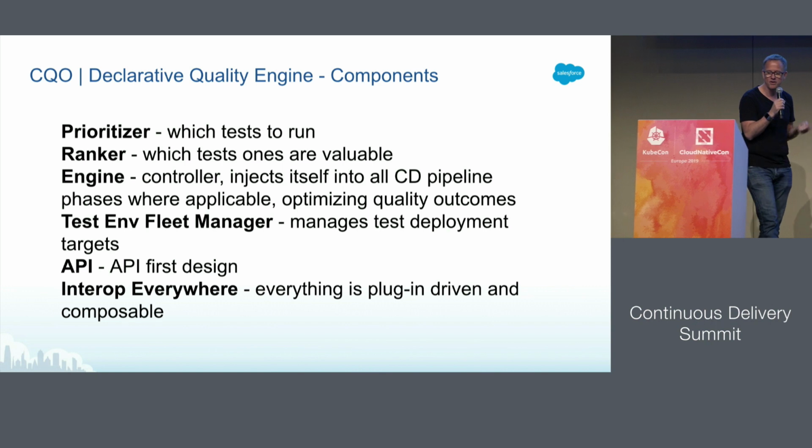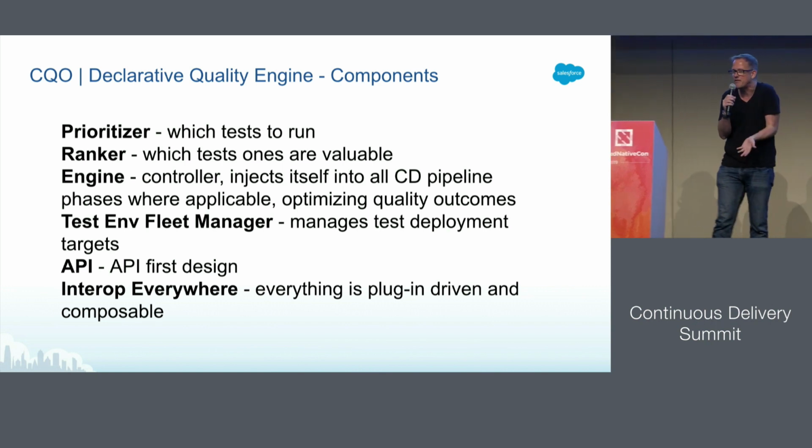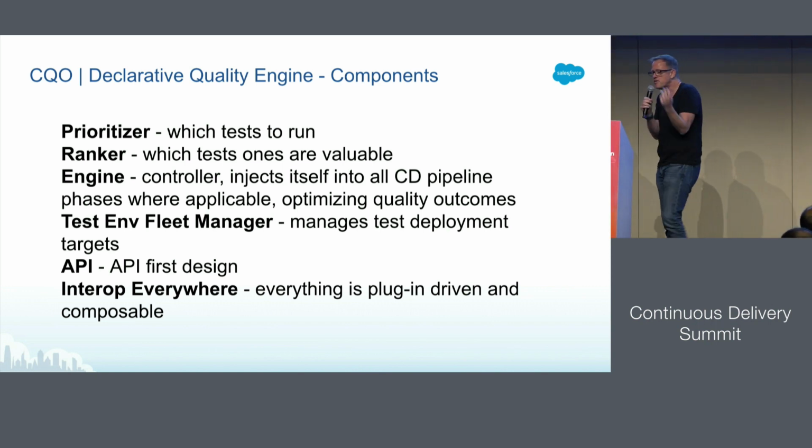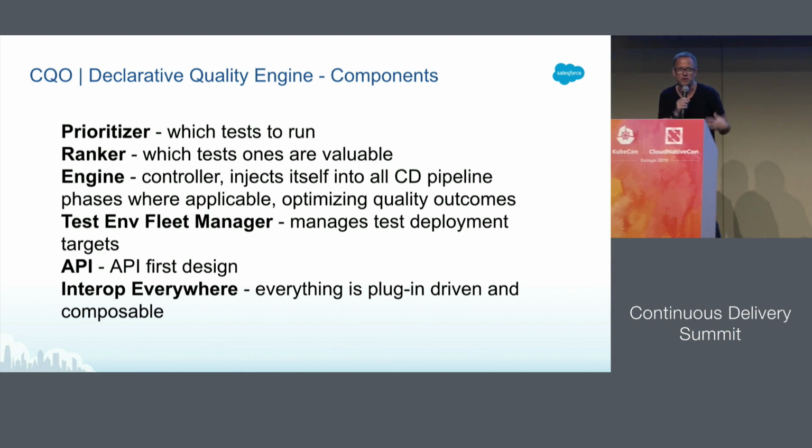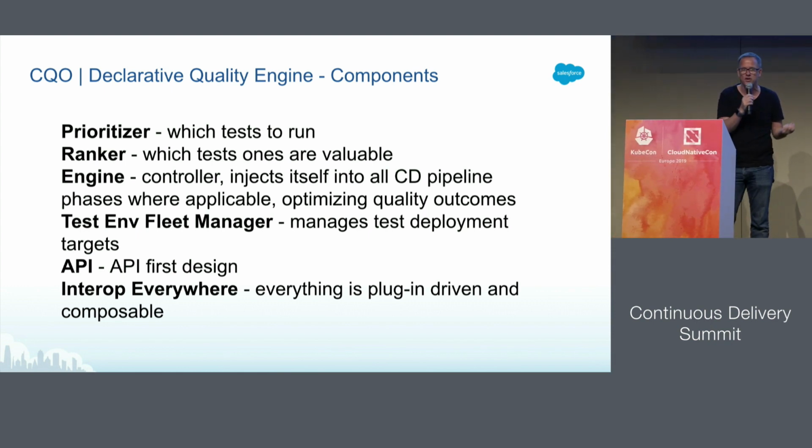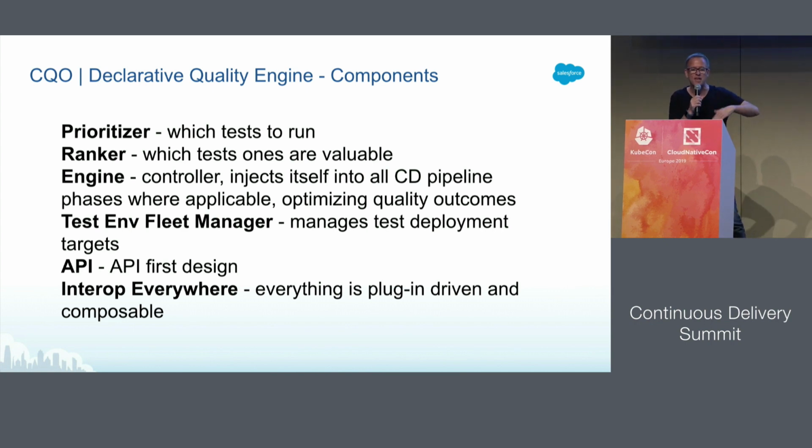We need an API-first design. I think that's pretty obvious to most people in here. But we also need things to be plug-in driven so that we can compose these different kinds of workflows in real time. Okay, and actually be able to make decisions and run them in different ways as the system gets smarter.